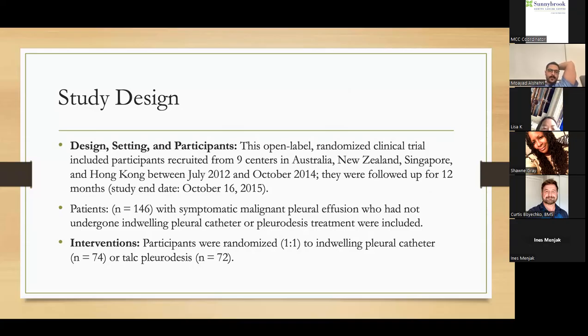And the total number of patients was 146 with symptomatic malignant pleural effusion who had not undergone indwelling pleural catheter or pleurodesis. So no previous definitive therapy. For example, if someone had a failed pleurodesis before, they were ruled out. And the intervention was participants were randomized 1-to-1 to IPC versus pleurodesis.